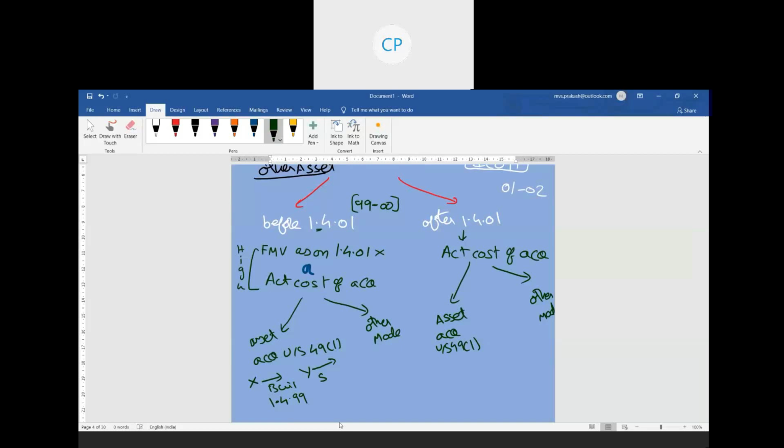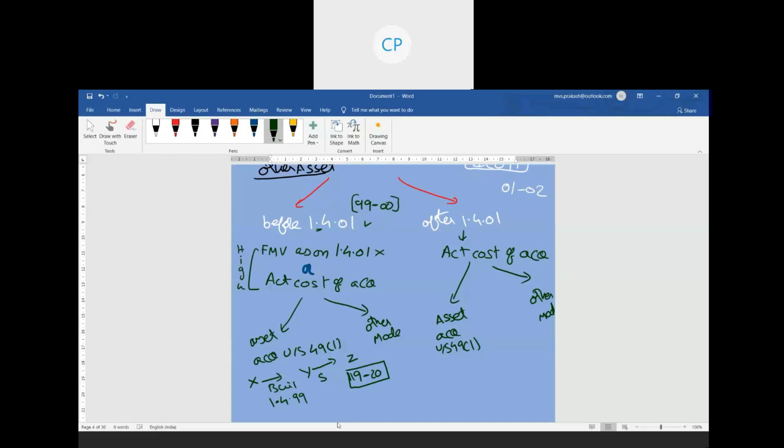Y has transferred this to Z. When? Let us consider in the financial year 1920. In financial year 1920 the asset has been transferred. Now the cases. Which case does it fall into? Case 1, because the asset was purchased before 1st April 2001. So it comes under the first case. If it comes under the first case, what is the cost of acquisition? Fair market value as on 1st April 2001 or actual cost of acquisition, whichever is higher.